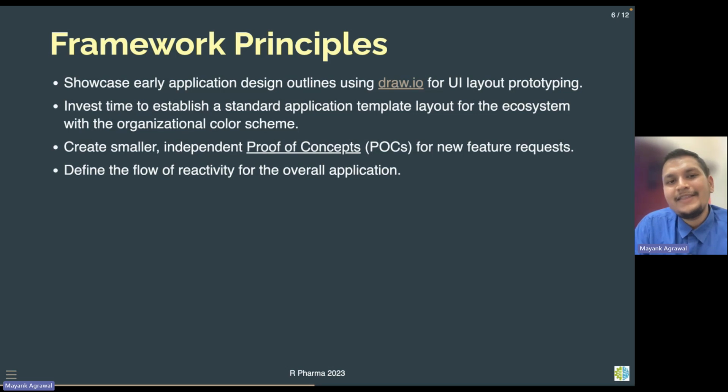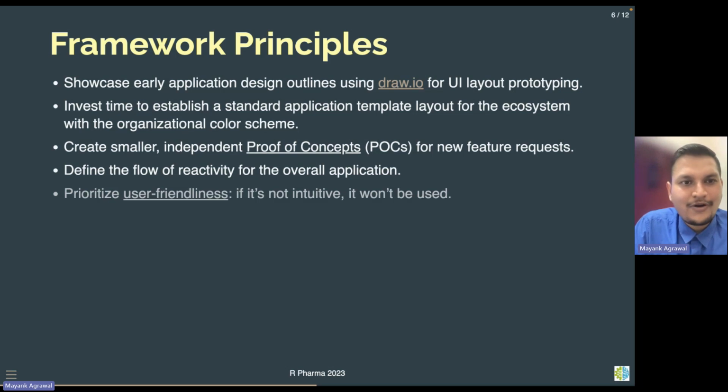We would always define the reactivity of our application, which would generally be a waterfall reactivity model, which, as the name suggests, one event will trigger the other event, which will then trigger the other event in a similar fashion as water flows from top to bottom in a waterfall. We always prioritize user friendliness. If it was not intuitive, it was not easy, it won't be used.